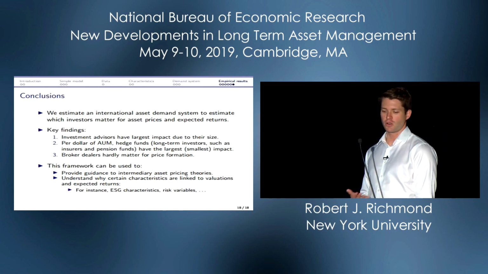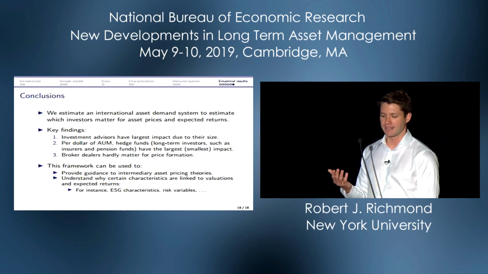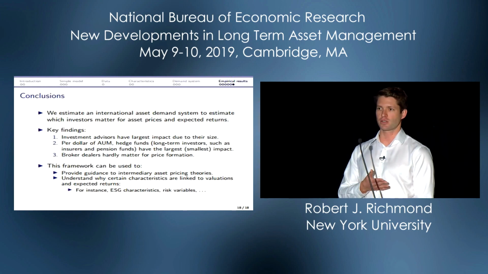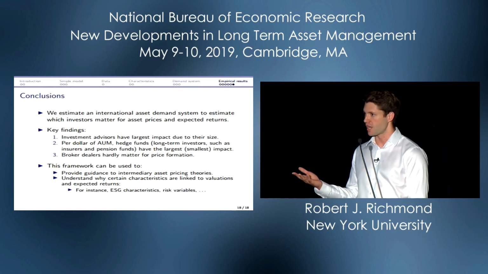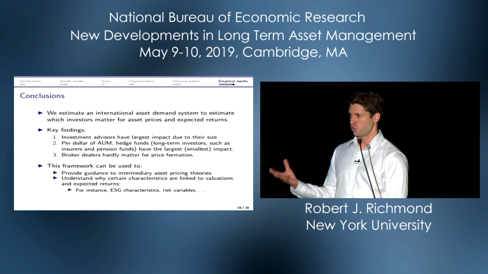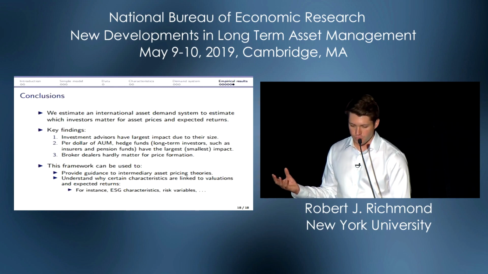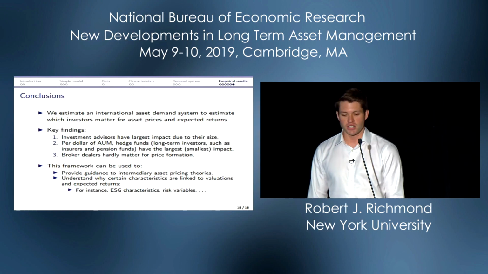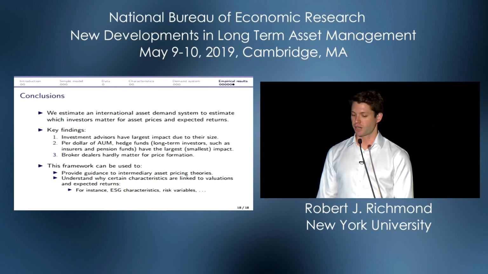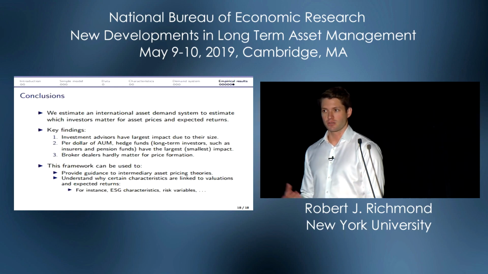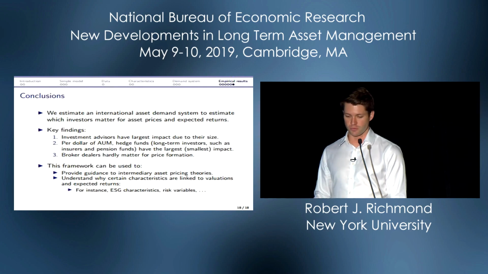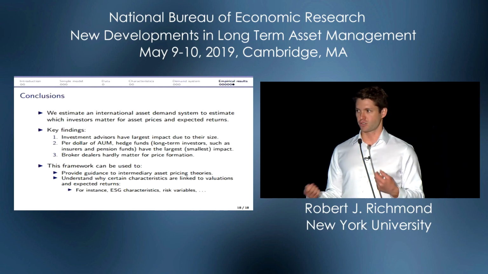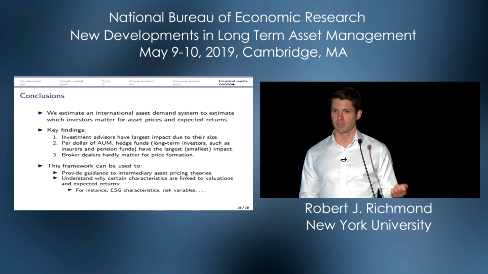Now, our framework can be used in a lot of ways. The first is that it can provide guidance to intermediary asset pricing theories. What we've done here is give estimates of the demand curves for all kinds of different types of institutions and shown how this aggregates up into overall aggregate prices. You can use these individual demand curves to understand each of these different groups of intermediaries. Additionally, you could use this framework to understand why certain characteristics, for example, environmental, social, and governance characteristics or risk variables, relate to valuations and expected returns, and which investors are driving the relation between those characteristics and valuation ratios.